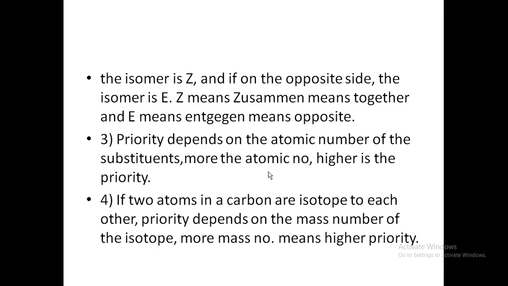This priority depends on the atomic number, same as the RS system in the case of optical isomers. Priority depends on the atomic number of the substituent. The higher the atomic number of the substituent, the higher its priority. But when the two atoms on a carbon are isotopes, say one is hydrogen and the other is deuterium, or carbon-12 and carbon-14, then in the case of isotopes, if both substituents on a particular carbon are isotopes of each other, priority depends on the mass number of the isotope. The substituent which has the higher mass number has higher priority.